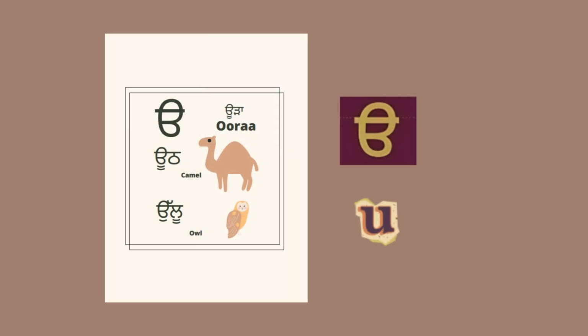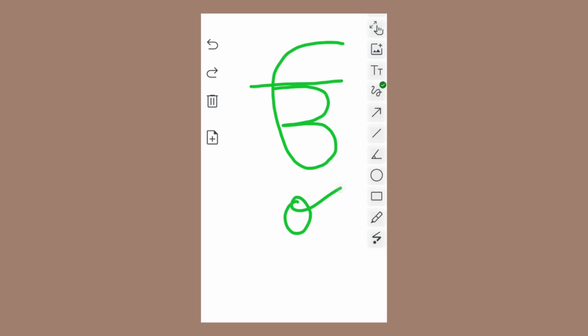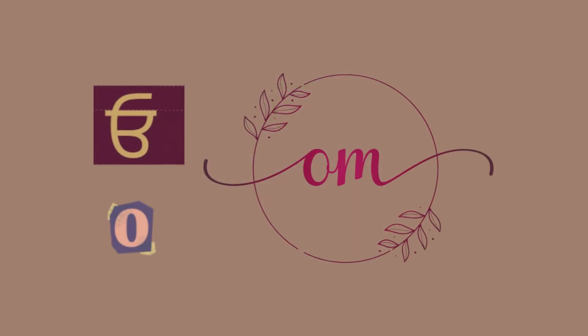Next, if you write the number 3 and then curve it all the way up and touch it to the top of the letter and close it with a line, it becomes the first letter of the script, Uda. However, if you curve it but keep it open on top, then it represents the letter O, the sound O in the Punjabi script. For example, Om.